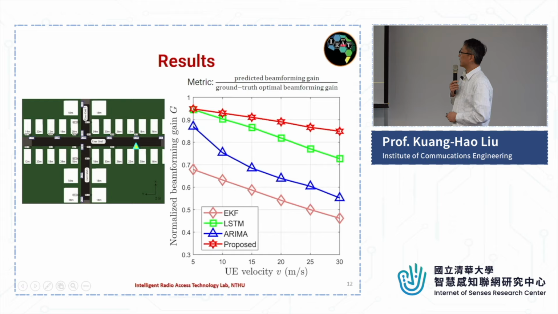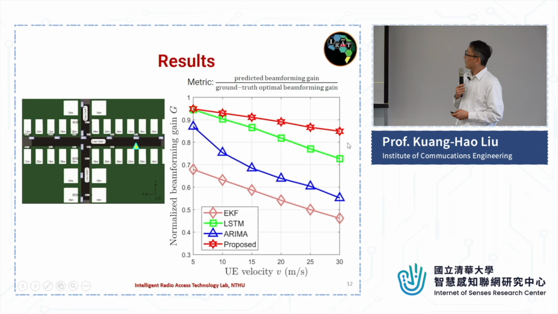So this is the result of our proposed method, which can maintain a relatively high accuracy even when the user velocity is increased. We also compare with some other state-of-the-art approaches, for example, LSTM, the commonly used approach for time series prediction; ARMA, a combination of autoregression and moving average; and the last one is the extended Kalman filter, a common tool for tracking user movement. You can see here our approach does work even when the user moves at relatively high speed.